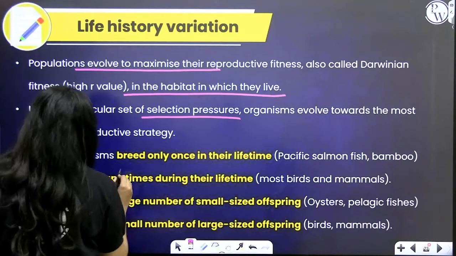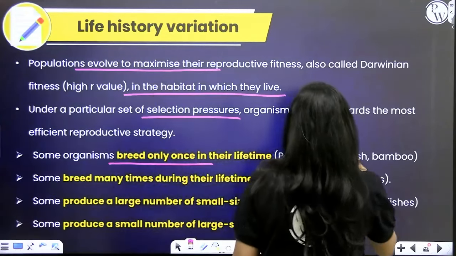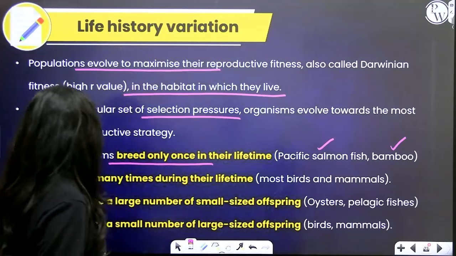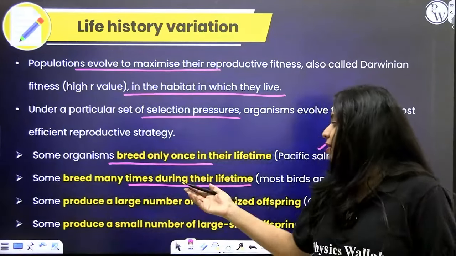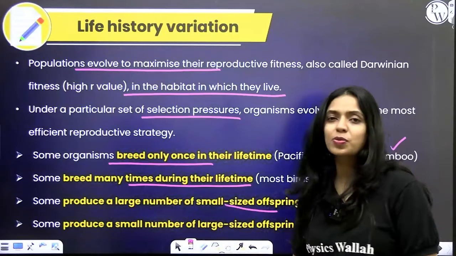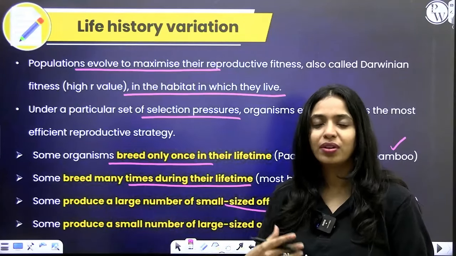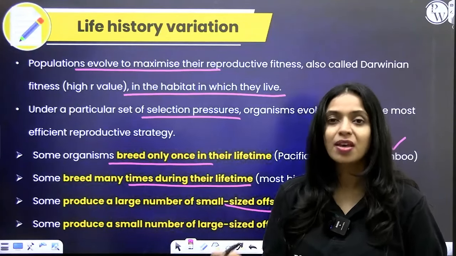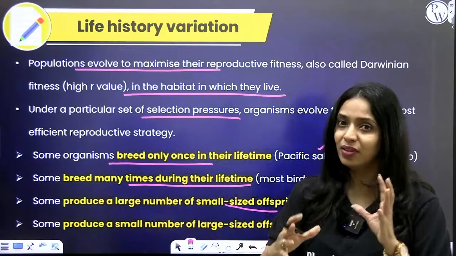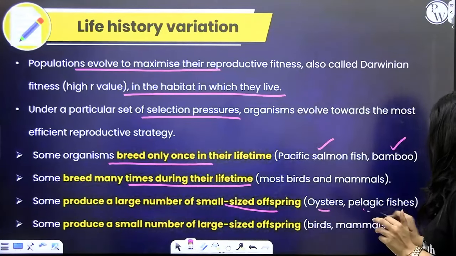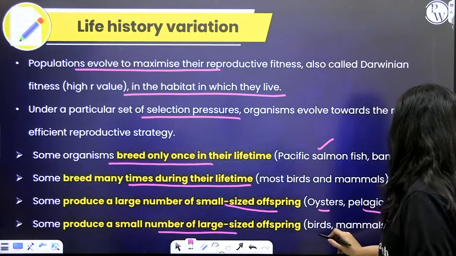Like I mentioned, some organisms breed only once in their entire lifetime. Examples for that include Pacific salmon fish and bamboos. Some organisms breed many times during their lifetime, including us mammals and birds. Some produce a large number of small-sized offspring. They're very small. There is no parental care most times, so it is probable that the predators will feed on them. So they will produce a large number of offspring, out of which ultimately only a small number will survive. Examples are oysters and pelagic fishes.